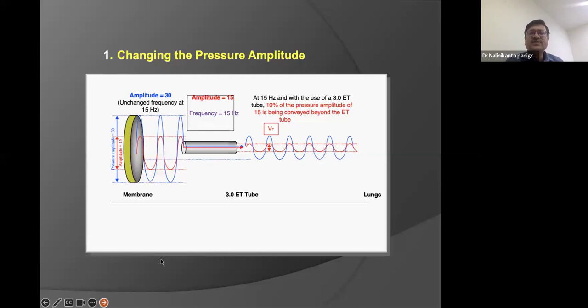You can see it here. The initial VT was in the red arrow. In the blue arrow, you can see the bigger volume; it definitely increased. The frequency remained constant throughout, 15 and 15. Amplitude changed from 15 to 30, and there is a change in the tidal volume. So increasing amplitude changes the tidal volume. They are directly proportional. Now we'll go to the next example.